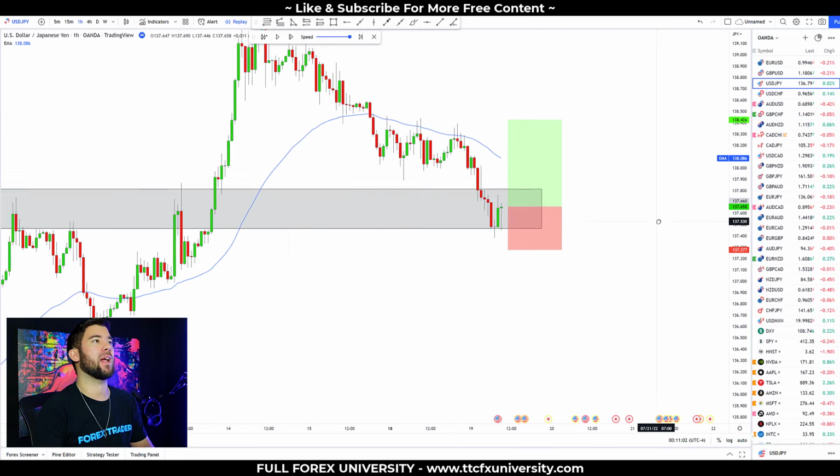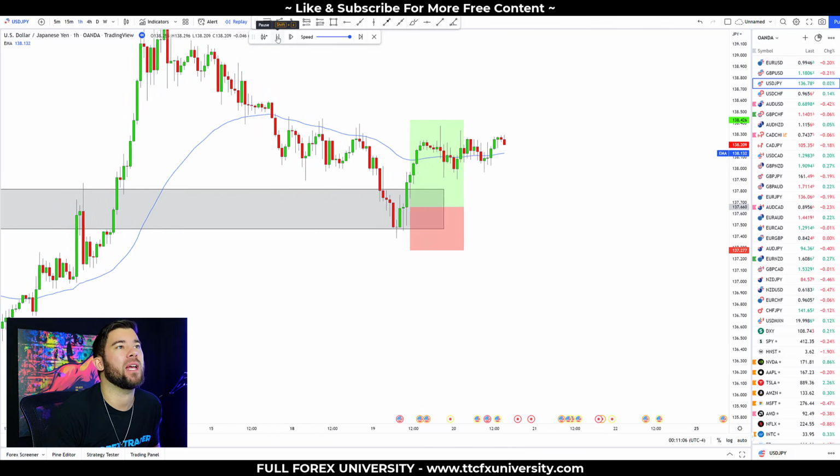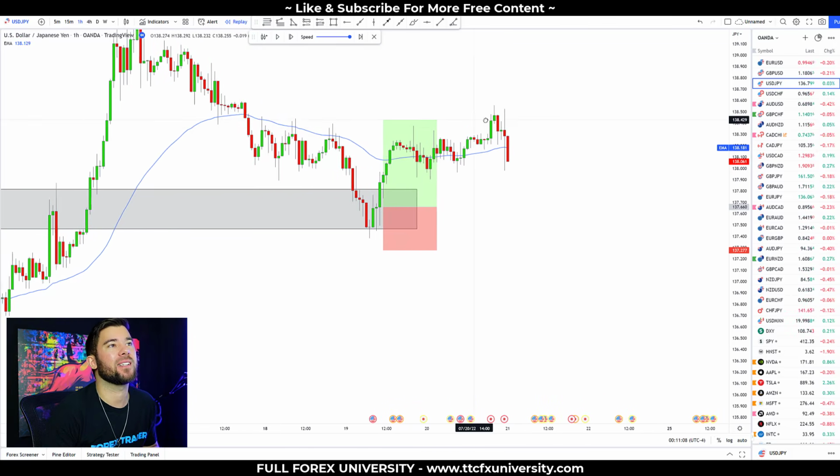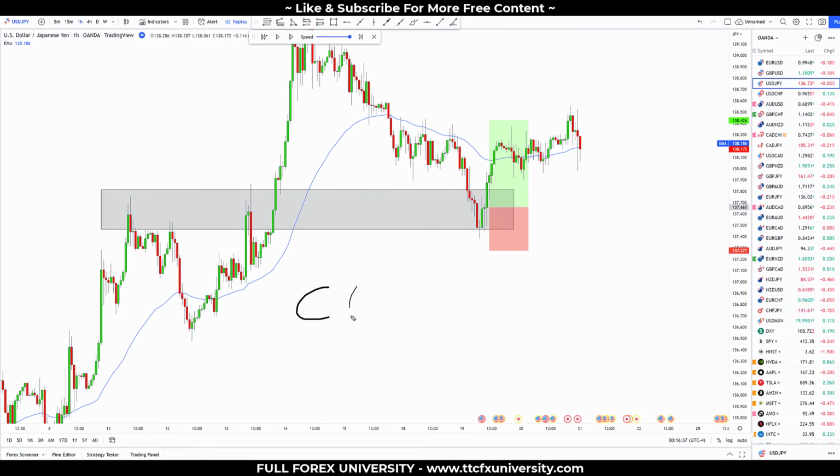Let's click play and see what happens here in this case. As you can see, price pushes up and eventually does in fact hit those 2-to-1 targets. And so the CEST is all valid for a 1-hour trade.